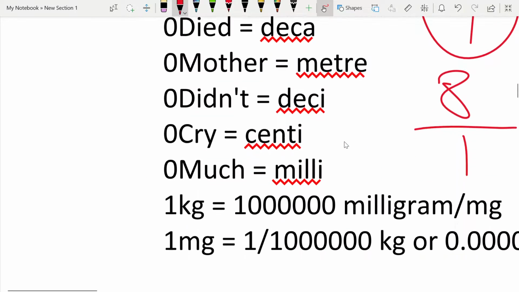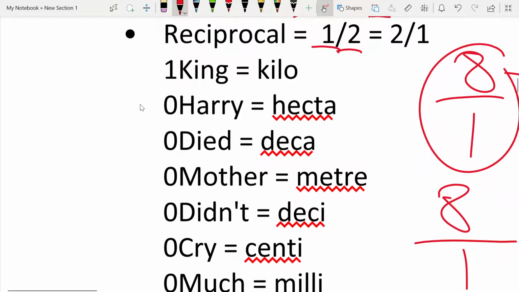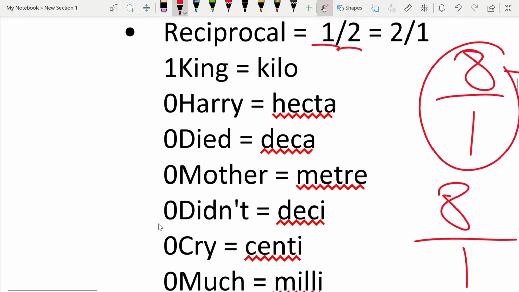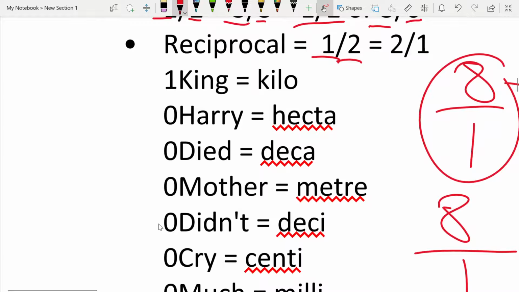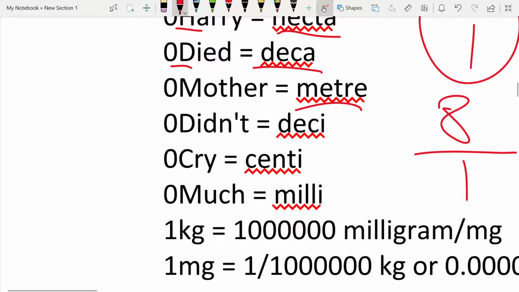Now this is a sentence, King Harry died, mother didn't cry much, which helps us remember our units of measurements really. So K stands for kilo, H stands for hecto, D stands for deca, M in mother stands for meter, D in didn't stands for deci, C in cry stands for centi, M in much stands for milli.